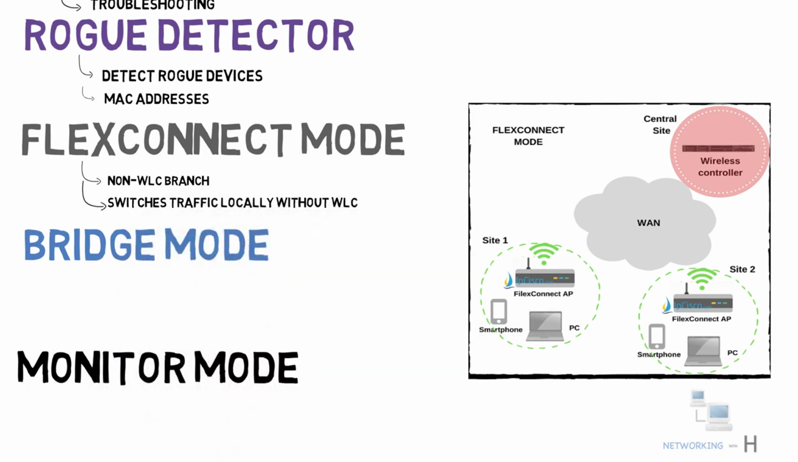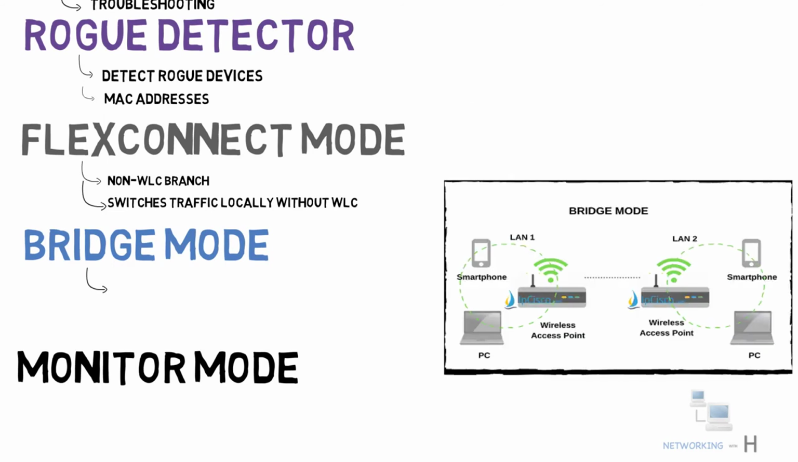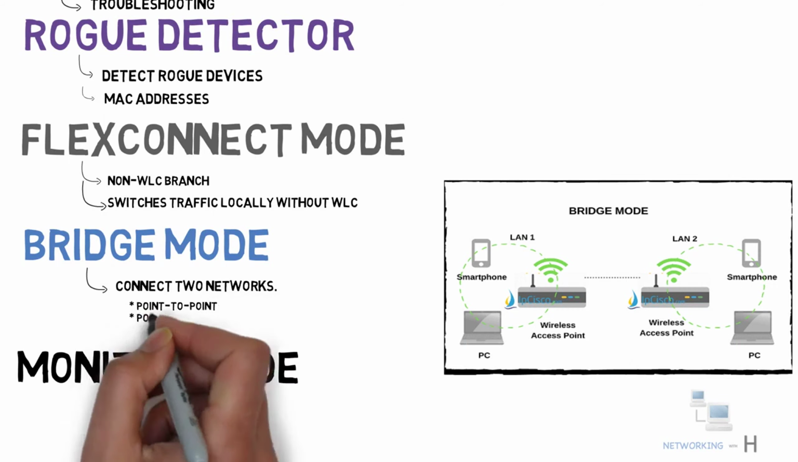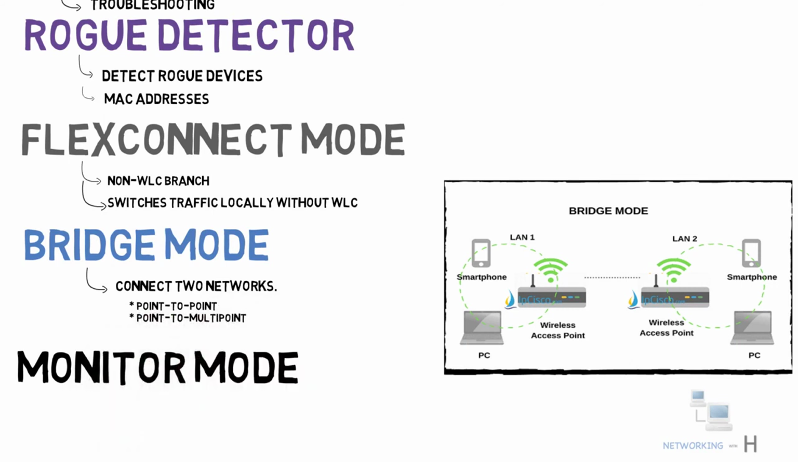The next mode we have is bridge mode. In bridge mode, access points are used to connect two separate networks. There are two sub-modes that come with bridge mode: point to point and point to multi-point modes. With point to point bridge mode, we can connect the LAN of a router to a remote access point. With point to multi-point bridge mode, we can connect two LANs with one wireless link.